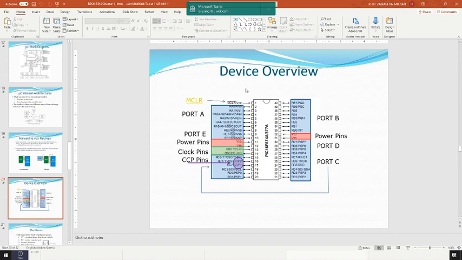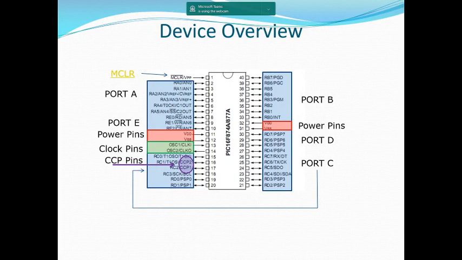Screen show. Do you use screen show? Okay, screen show. This one. Slideshow. Are you talking about slideshow? This one. Alright. This is the one.